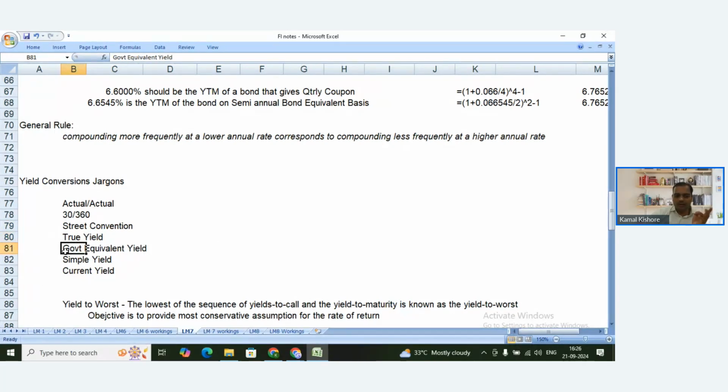Okay. Government equivalent yield means 360 you are converting to actual. All these things are there in your material. Go to this chapter LM7. I think there is one table where they are talking about this. They consider all these holidays to calculate the number of days. So table LM7 where they are talking about this. Check. Read it out quickly.